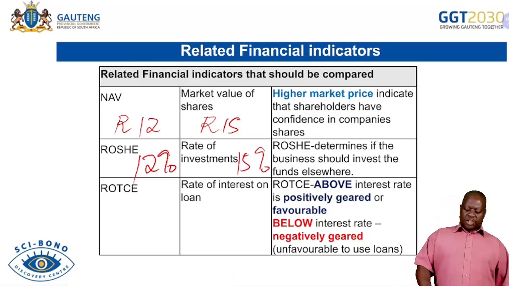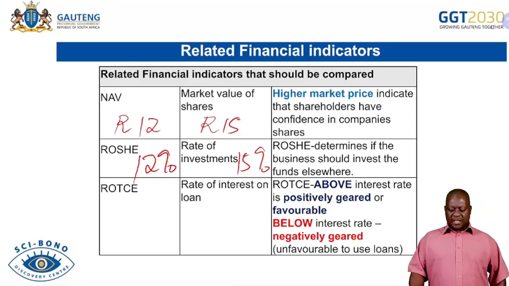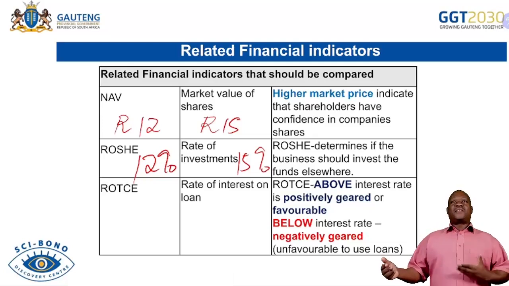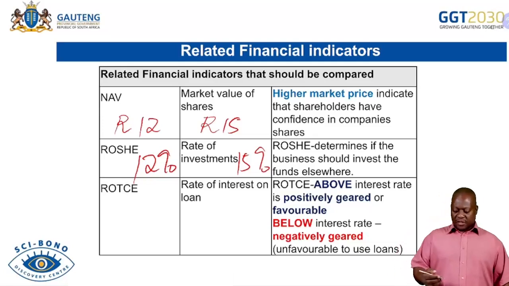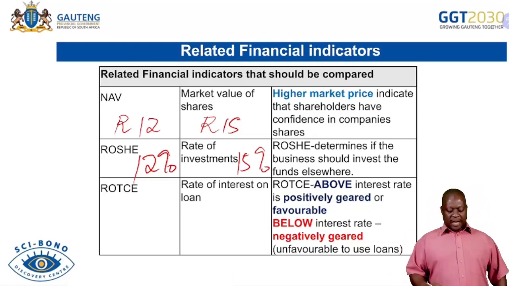So the ROSHE determines if the business should invest funds somewhere. If there are alternative investments with a higher return, let's go and take our funds there rather than waste our time and effort on something that is not giving us much returns.